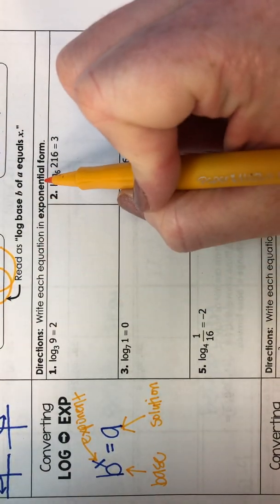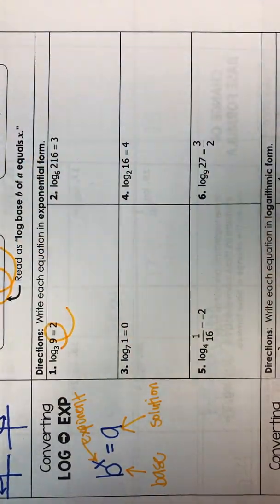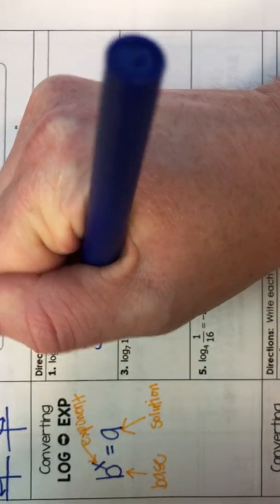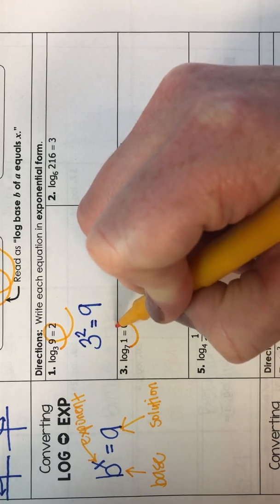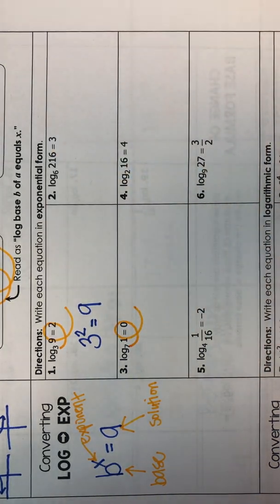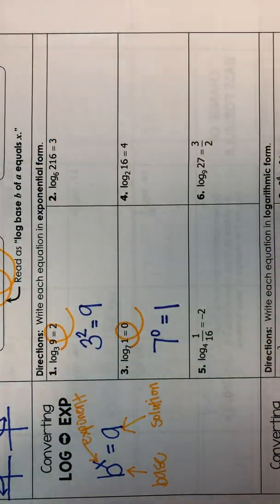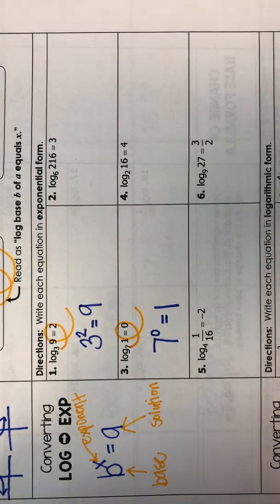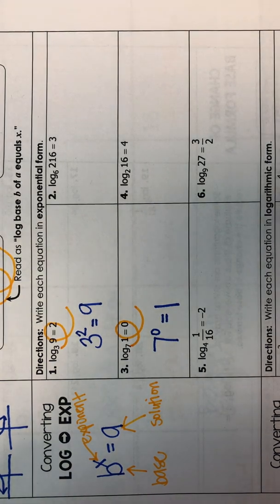If I want to rewrite it in exponential form, I'm going to draw my E. I'm going to start here at the base, come through 2, and down through 9. That will be 3 raised to the second power is equal to 9, and that is a true statement, okay? Number 3. Start at the 7, go through 0, and end with the 1. So this is 7 raised to the 0 power equals 1. We know that is true because of our exponent rules. We know that anything raised to the 0 power is equal to 1.